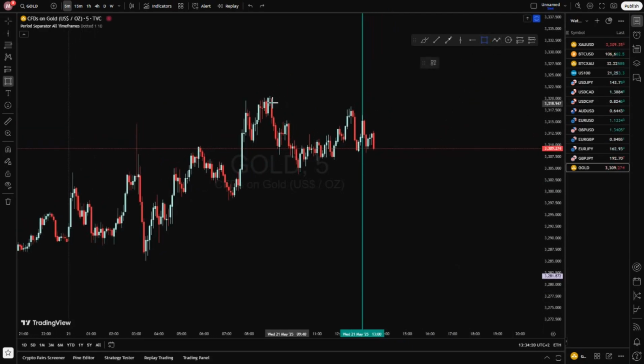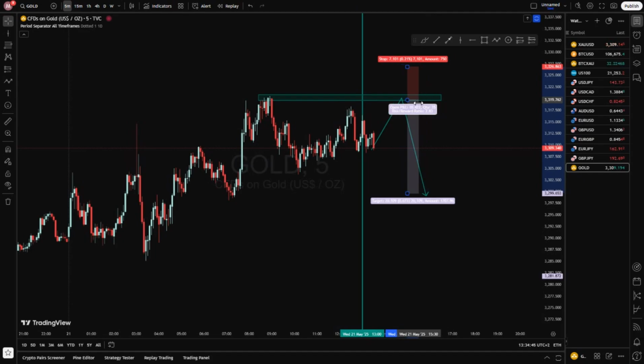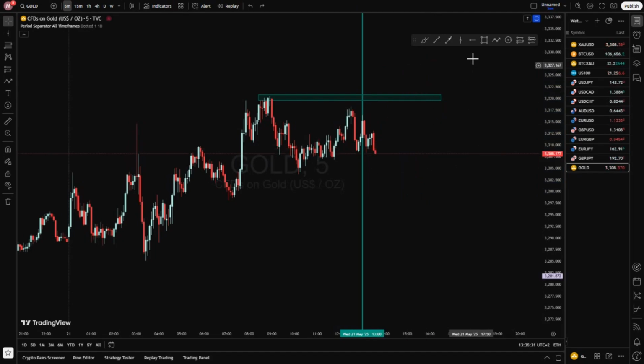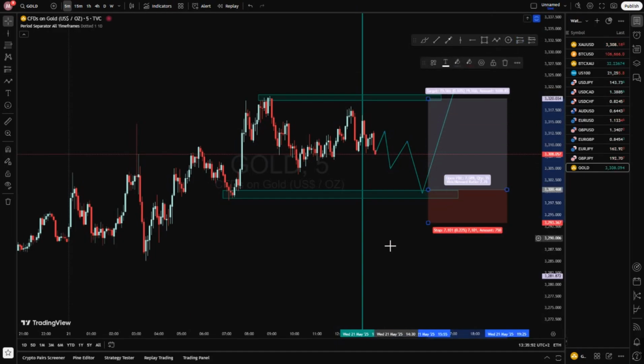Looking at the chart, we've got this resistance zone up here. So if price continues pushing up, we're going to anticipate a sell from that area, right? Now, to cover both scenarios, if price starts dropping after 1 p.m., we've also got this support level down here, which means we'll be anticipating a buy from that zone. Makes sense, right? Support below, resistance above, and we let price guide us.